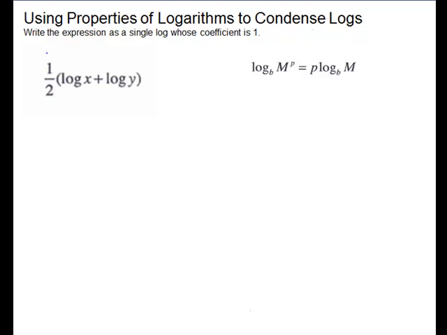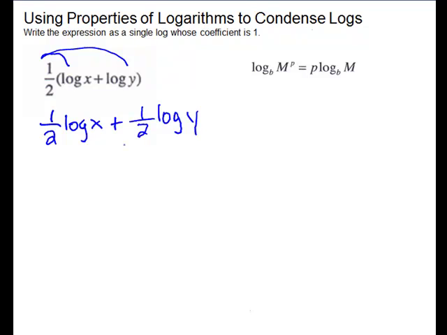One thing you could do, you could distribute this. And so you have a half times the log of x plus a half times the log of y. And then you can work on these separately and you can put the power back. So this would be the log of x to the 1/2 plus the log of y to the 1/2. And we can write those back as radicals.